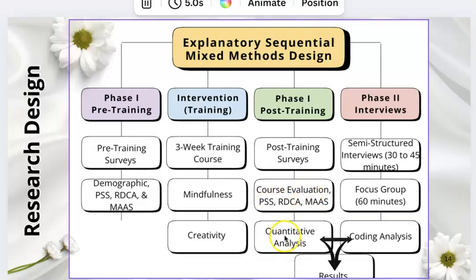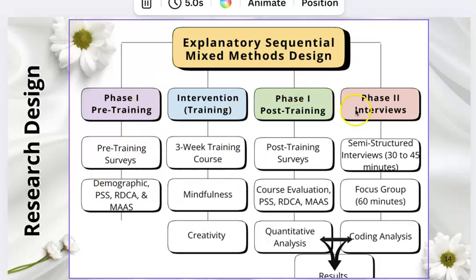And then I did a quantitative analysis on all of that. So that was my research design. If you want to see in your research design whether something helped, you do a pre-training, an intervention, and a post-training. That's going to be a quantitative research design.